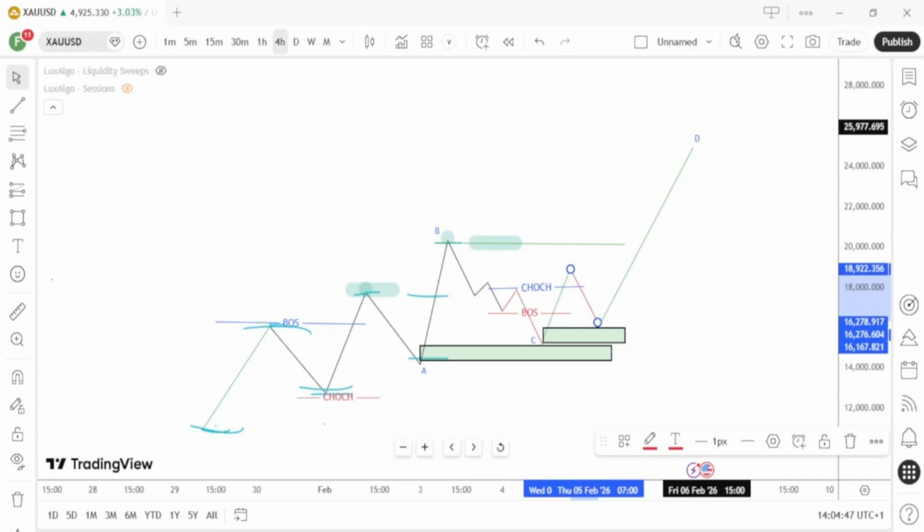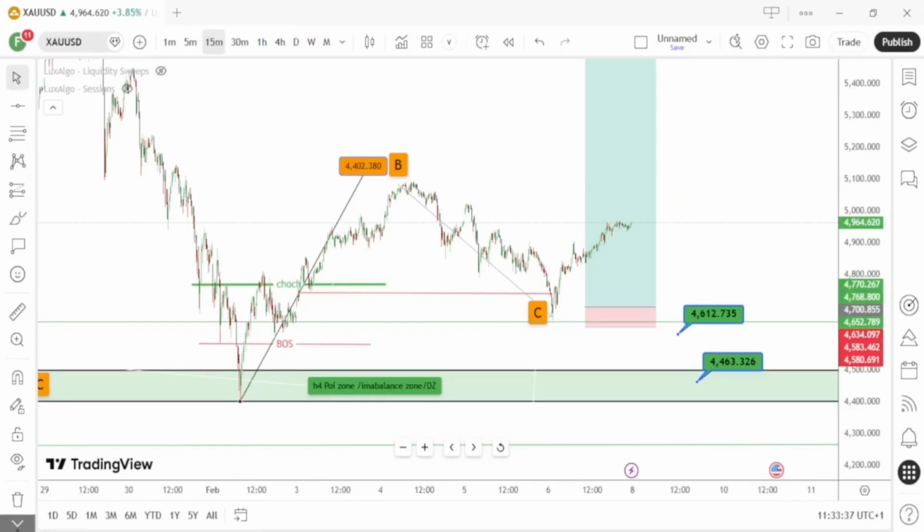Step 3, execution with SMC on 5 minutes and 1 minute. Once that shift happens, I mark the imbalance or order block that causes this displacement. That zone becomes my entry point. Stop loss goes beyond my structure.